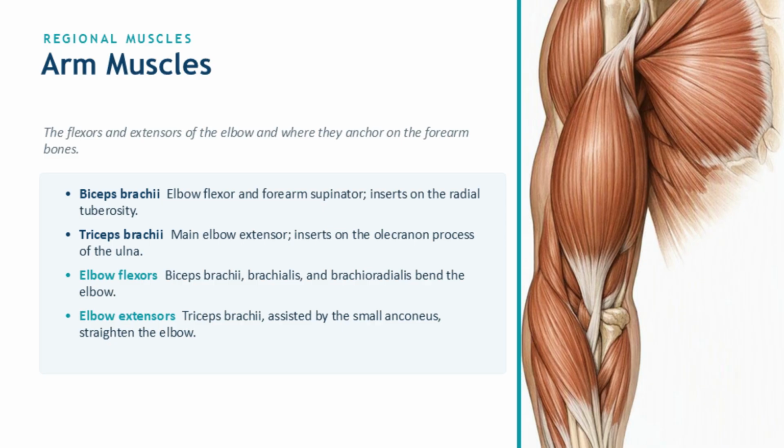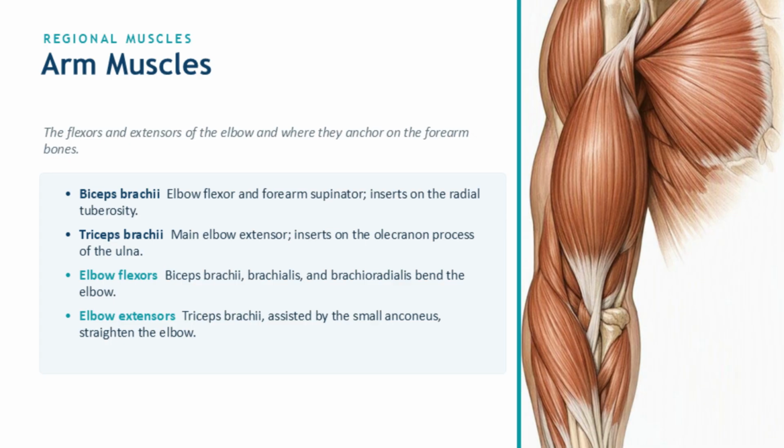Arm muscles. The muscles of the arm work together to flex, extend, and stabilize the elbow joint while also contributing to movements of the forearm. These muscles play a major role in daily activities such as lifting, carrying, pulling, pushing, and reaching. As you study these muscles, pay attention to where they attach and the movements they create.